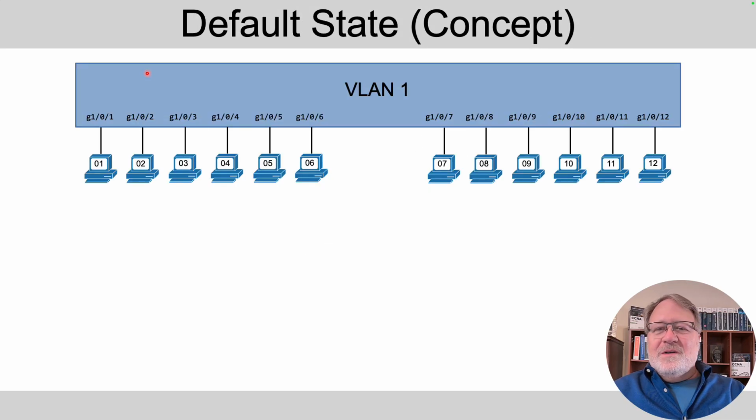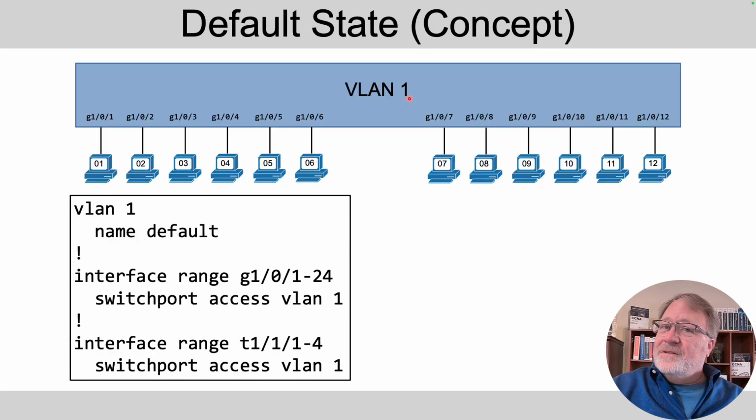All right. So the default state, you buy that Cisco switch, take it out of the box, or if you reset the configuration to all defaults, everything's in VLAN 1, all the ports. It's as if the configuration had a VLAN 1 command, which creates VLANs by their number. It's as if there's a name default command configured in VLAN config mode that names the VLAN the word default. And then under each of the interfaces, there's a switchport access vlan 1 command that says, hey, when you're an access port, you're in VLAN 1, and that'd be for all 24 gigabit ports and all 4 of those 10 gigabit ports.